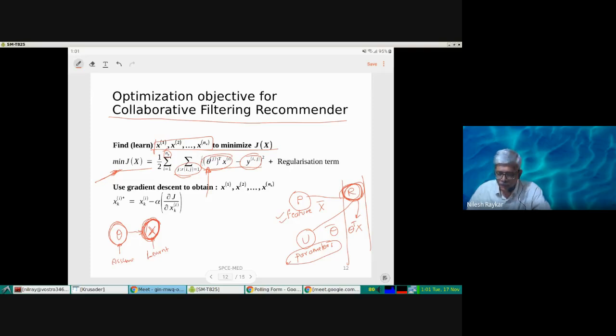So can you think of some strategy by which you can proceed from this point onwards? We have assumed some random value of theta, and we have got the x values. So this is the collaborative filtering strategy that we have used. Can you suggest how to proceed from this point onwards? We want to get more accurate values of theta.